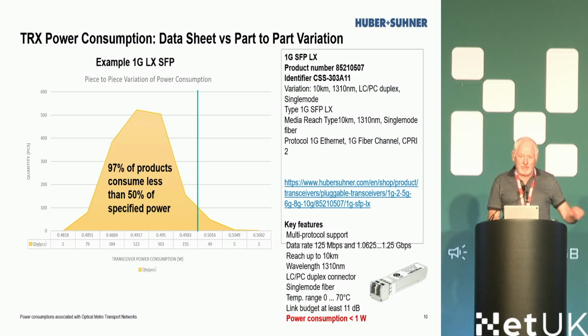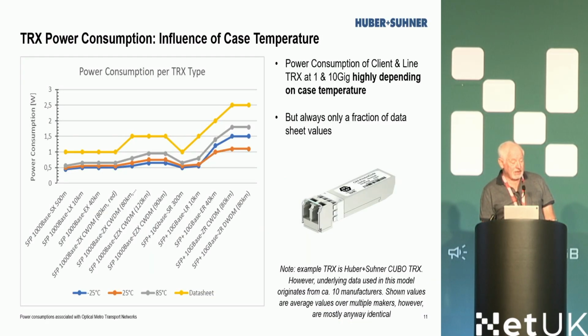And I said that's 1,700 transceivers we looked at. 97% of the time, it's using a lot less power. So what does that mean in terms of your network? The yellow bar at the top is what the data sheets say. There's a whole bunch of transceivers from SFP, some cheap SFP copper transceivers at the bottom, all the way through to some 10 gig ZR DWDM transceivers.